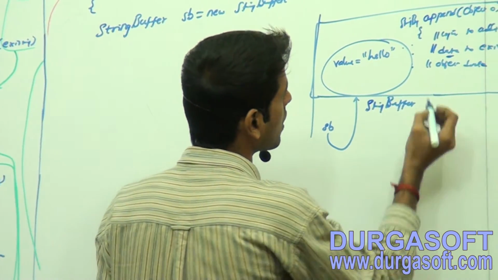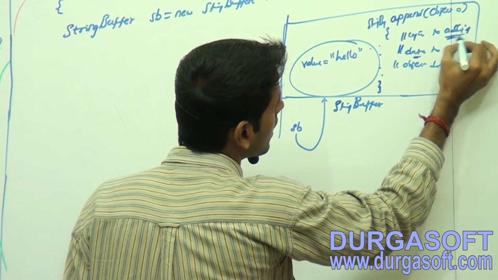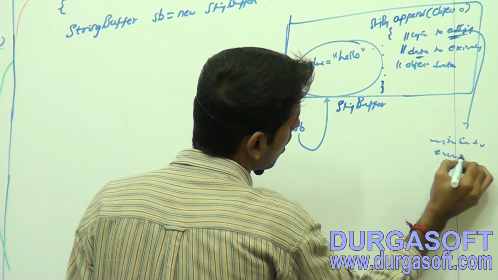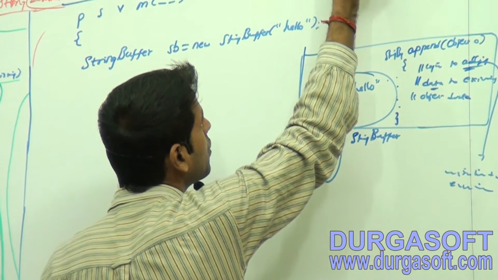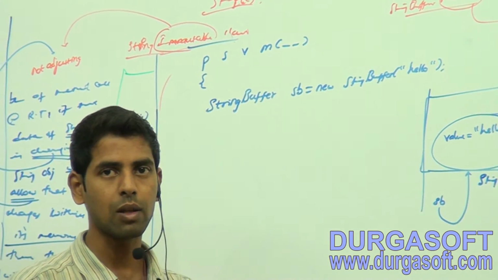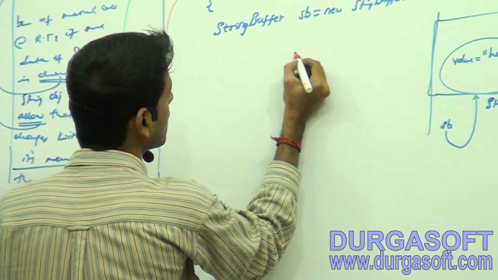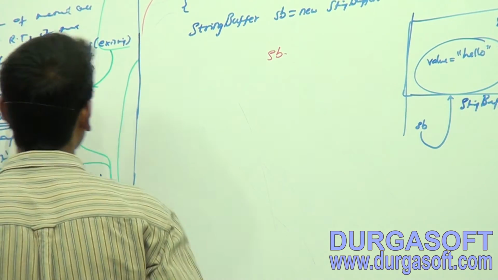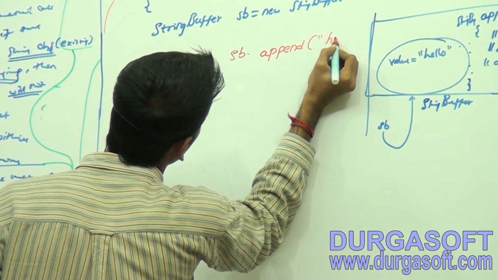Observe here. That is the logic, and it will perform that adding within the existing object. Why? This StringBuffer is mutable. Mutable means adjusting. I can adjust. You can perform any changes within my memory. Now let me call sb dot append of "hi".